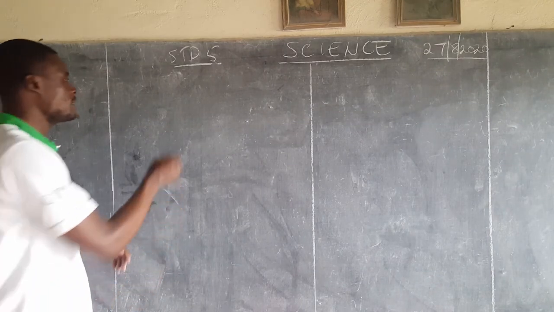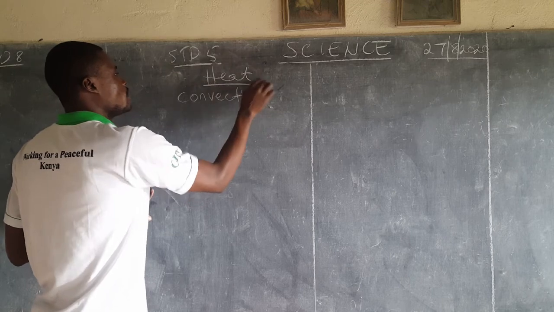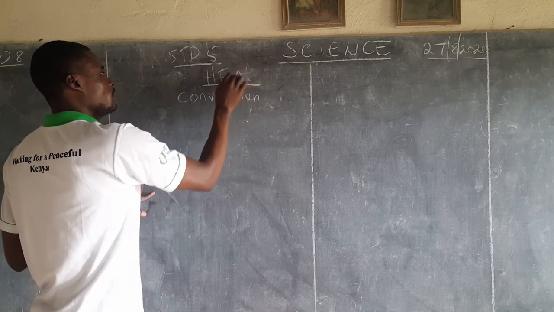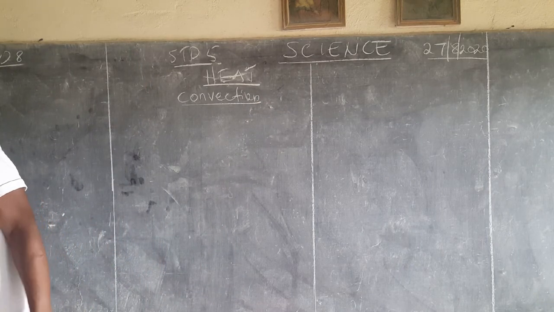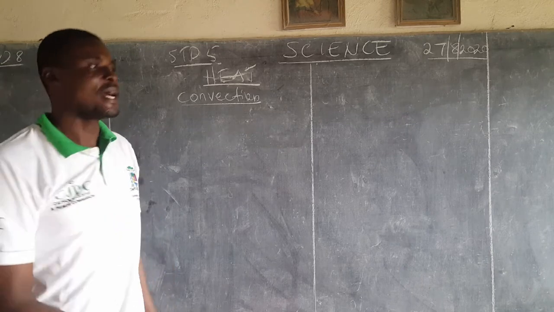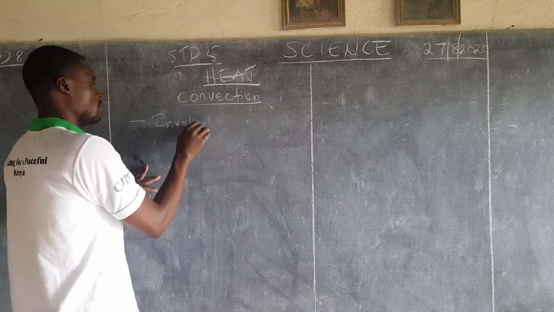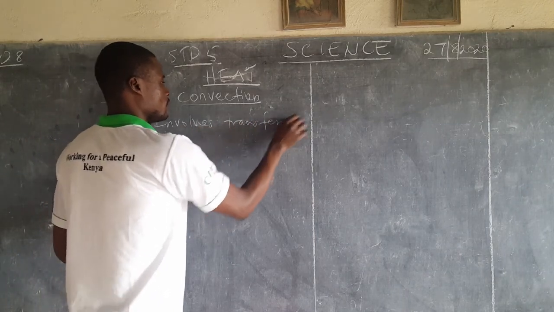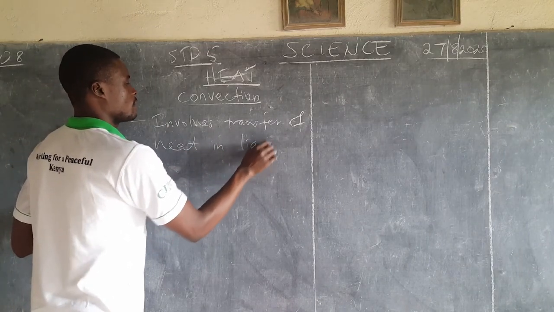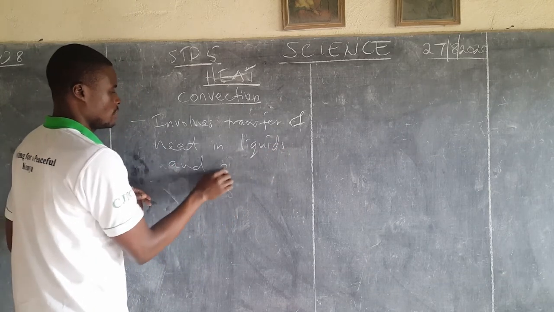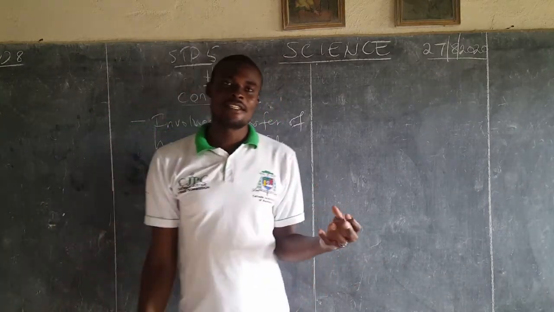Now we are going to the second one, that is convection. We are still on heat, remember? So under convection, let's now know the definition. So convection, learner, is a method of heat transfer that involves the transfer of heat in gases and liquids. So this one involves transfer of heat in liquids and gases. Just like we talked of, the transfer of heat in solids is conduction.